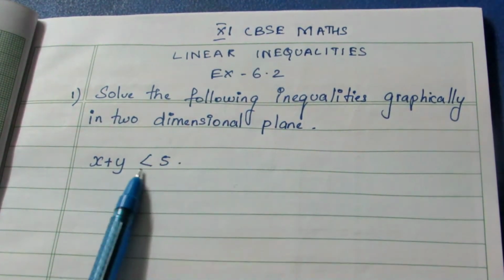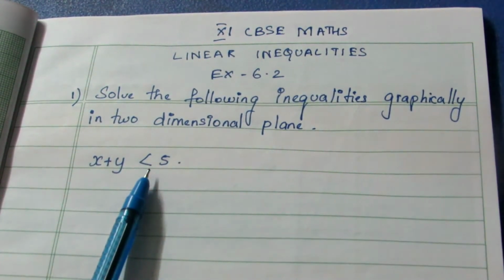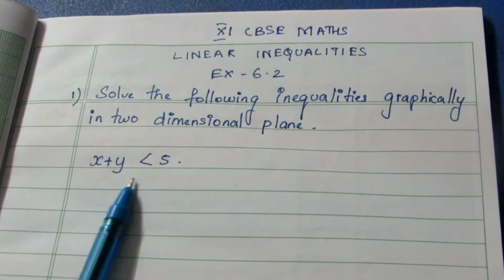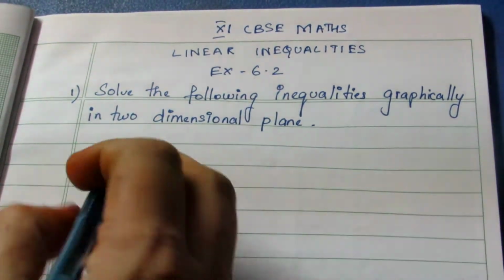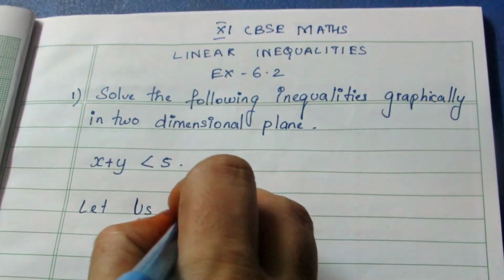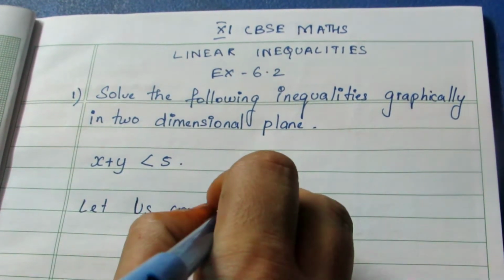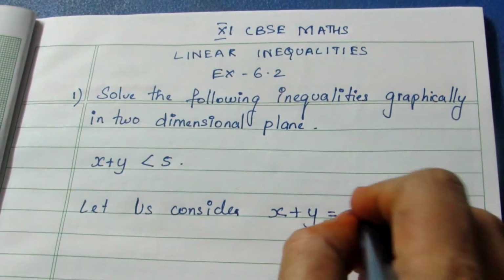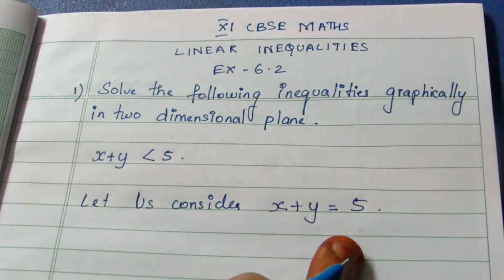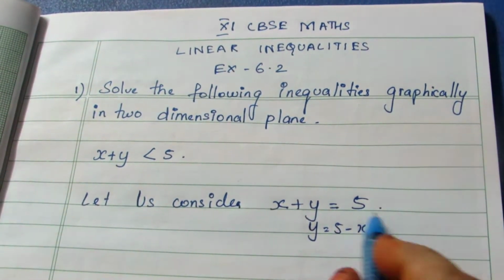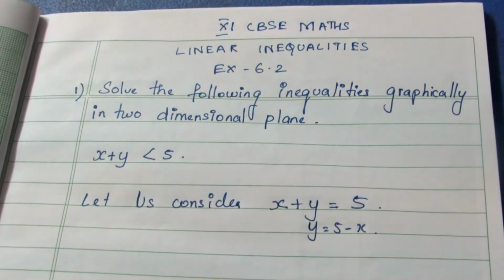It is less than, and we don't know how to graph less than. We have learned the equal to. So I am going to take this to be an equal to, that is x plus y is equal to 5. To graph the equation, we know that y is equal to 5 minus x. Substituting the value of x, we can find the value of y.